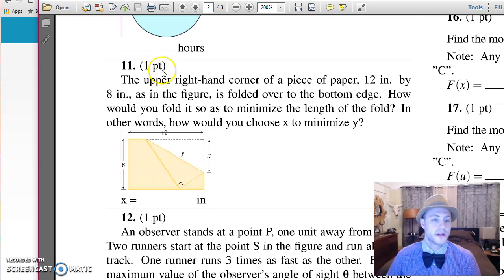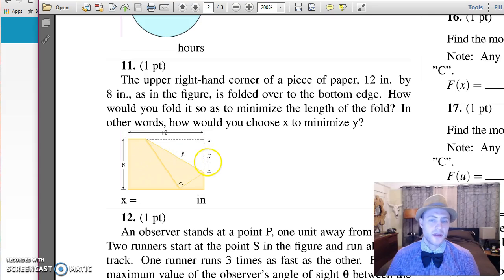Let's read it. The upper right-hand corner of a piece of paper, 12 inches by 8 inches, as in the figure, is folded over to the bottom edge. How would you fold it so as to minimize the length of the fold? In other words, how would you choose X to minimize Y? So how do you pick this thing? Where do you fold this thing so that this is a minimum?